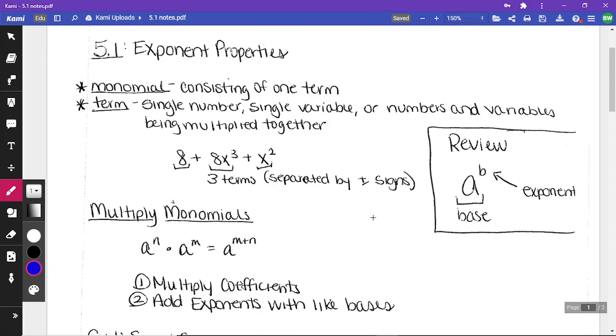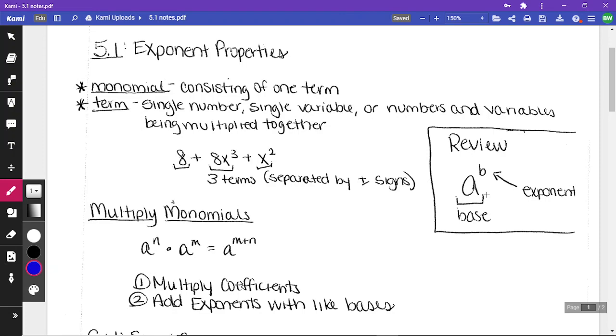So just a quick review we have here in the box. The exponent is written just above and to the right of the base. Okay, so in this example, a is the base, b is the exponent.